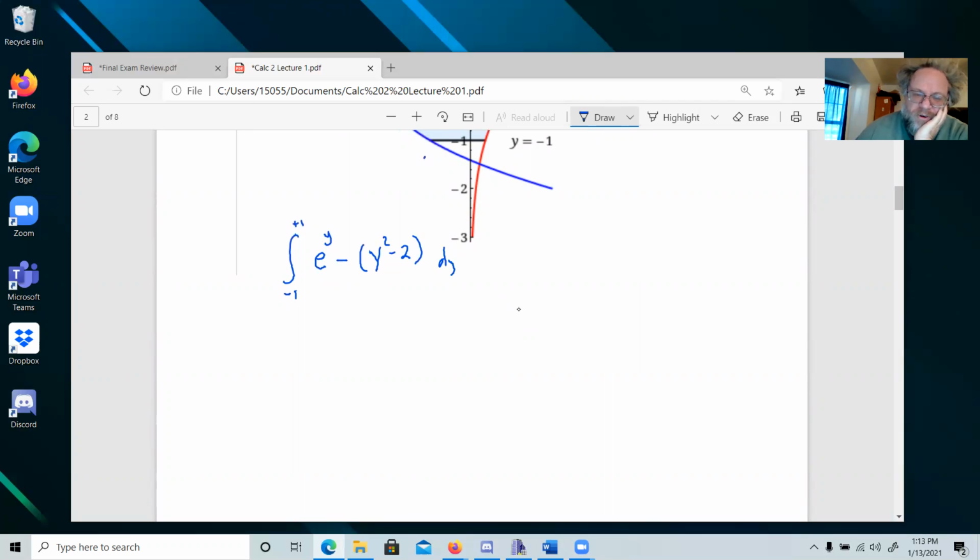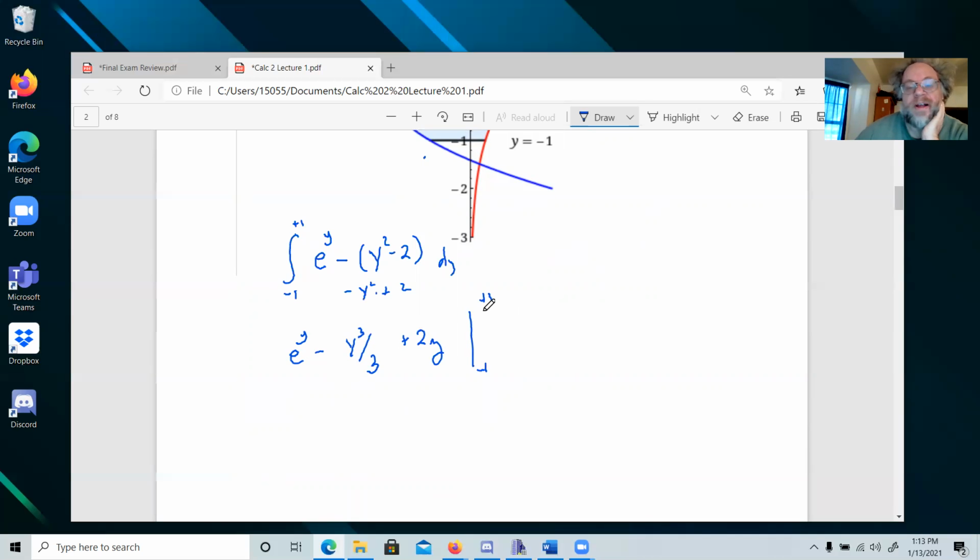So what was the integral of e to the y? It's the easiest integral anybody will ever ask you, isn't it? All right. And then we're going to have a minus y squared and a +2 here. So we have to integrate. What's the integral of y squared? Well, that's y cubed over 3. Okay. Plus, and then we're integrating +2. We just get 2y. And we're evaluating from -1 to +1. All right.